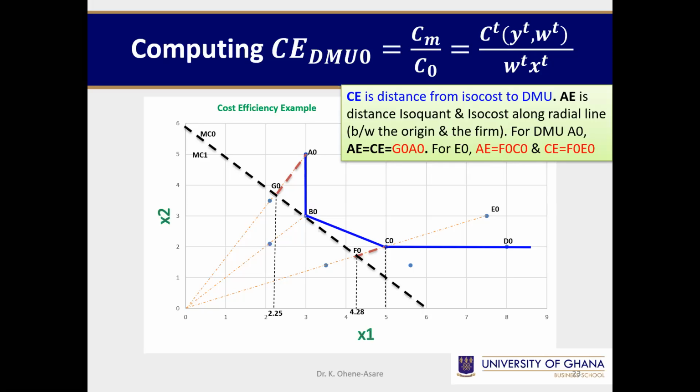So you calculate. We have not impounded the cost here. We are just using the Farrell approach. Okay, Doc. So it's going to be 2.25 over 3 for A, and it's going to be 3 over 3 for B. What will be the C? 4.28 over 5. What about D?